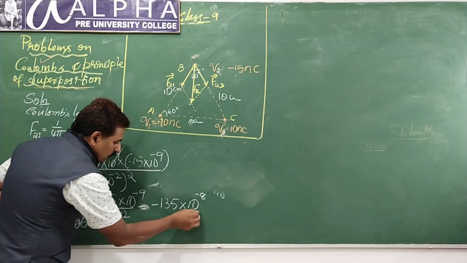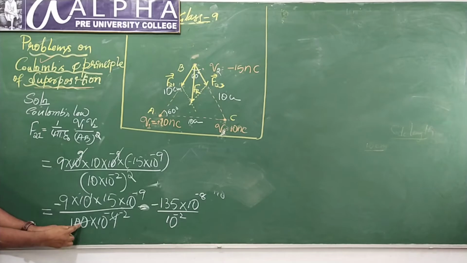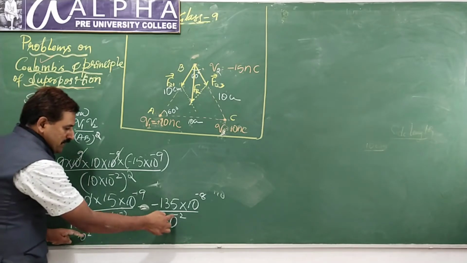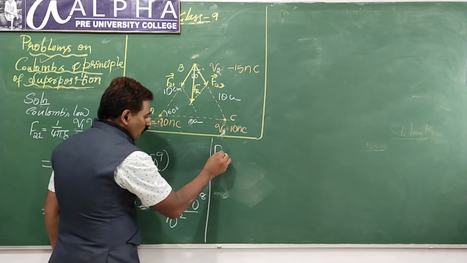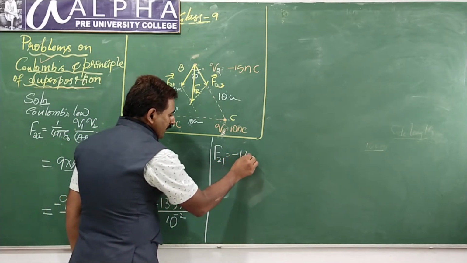Minus 8 whole over 10 to the power minus 2. Look at this calculation part. 2 zeros gone. What is this? 100. 100 is 10 power plus 2. Plus 2 minus 4, minus 2. Minus 2 I have written. And the final value I write here, the force on 2 by 1 is minus 135.